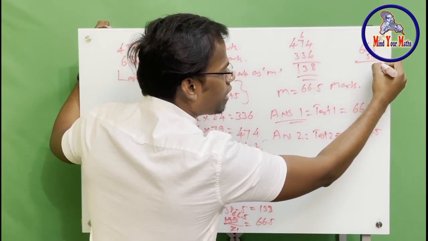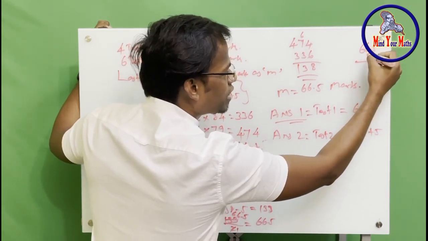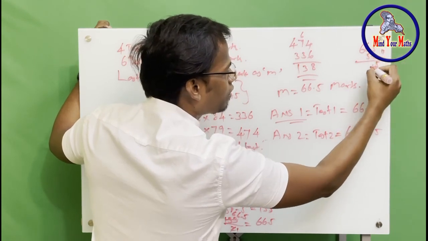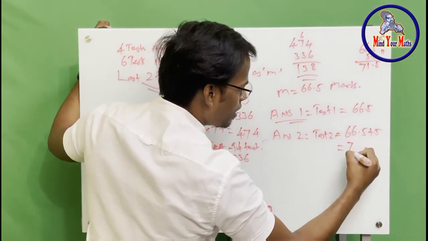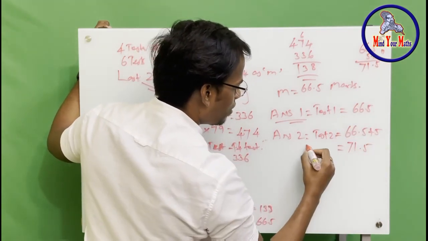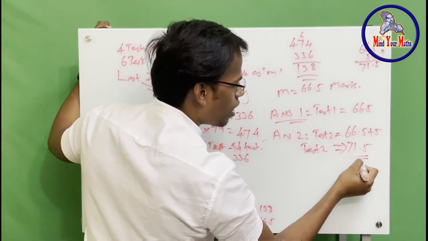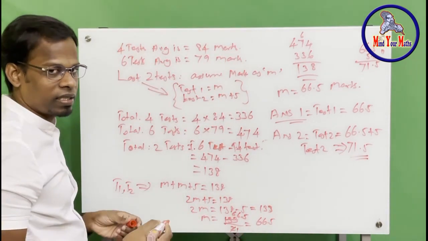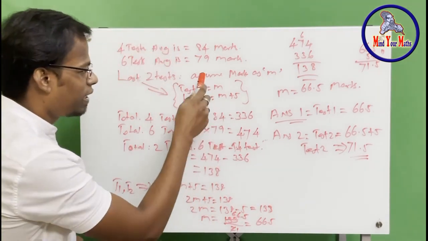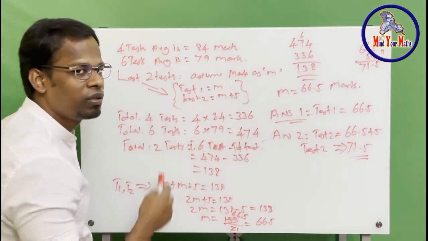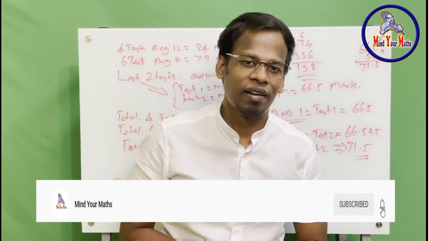So if you add them together, after the decimal it is 5, and then this 6 plus 5 is 11, for which we put 1, and then 6 plus 1 is 7, which is 71.5. So test 2, he got 71.5 marks. Easy, guys? Got it, right? You just need to pay a little attention to what you need to do with the question, because in the question also there is a clue given, right?